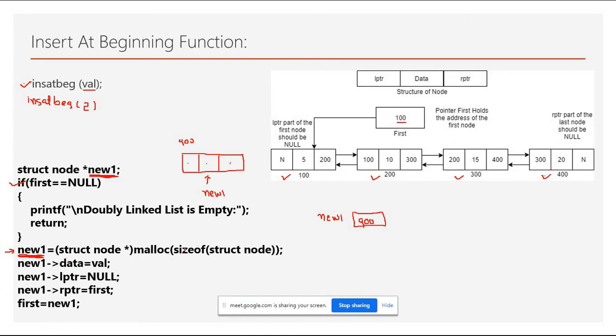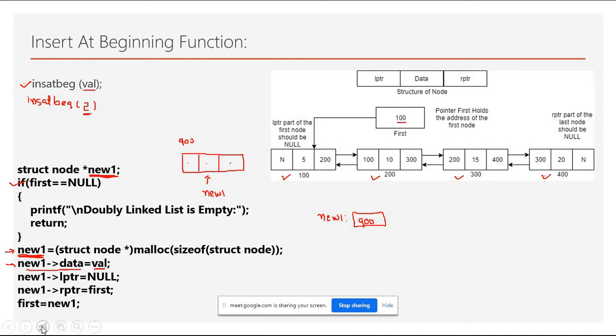Then after execution of this line, a new node gets created. New one is having 900, so our new one pointer is pointing to this newly created node. What we need to write next? We have new one point to data is equal to value. Value is the value passed by the user. Here the user wants to insert 2. So this 2 we are putting into the data part of the newly created node, the node created on address 900. So this is the data part.